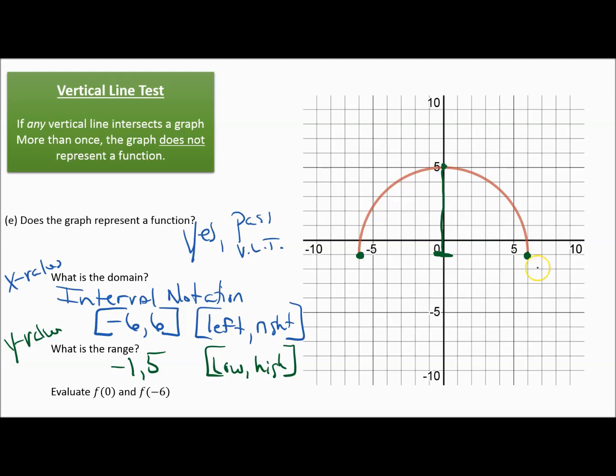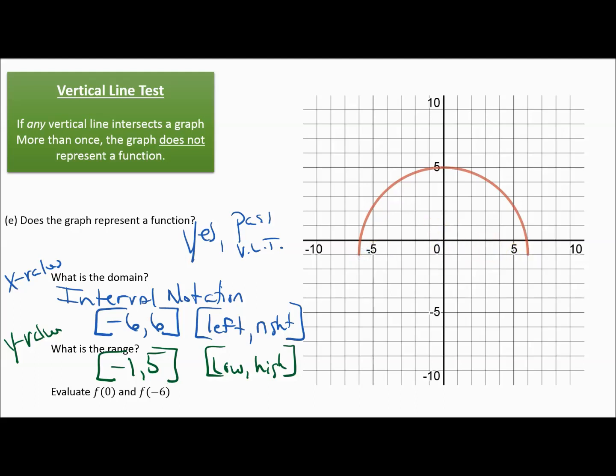Now, do we include those points? Well, yes. At here and here, those points are included, so I need a bracket instead of parentheses, and it goes all the way up to 5, and that's interval notation. Okay, we go back and get rid of all my scribble on the graph.